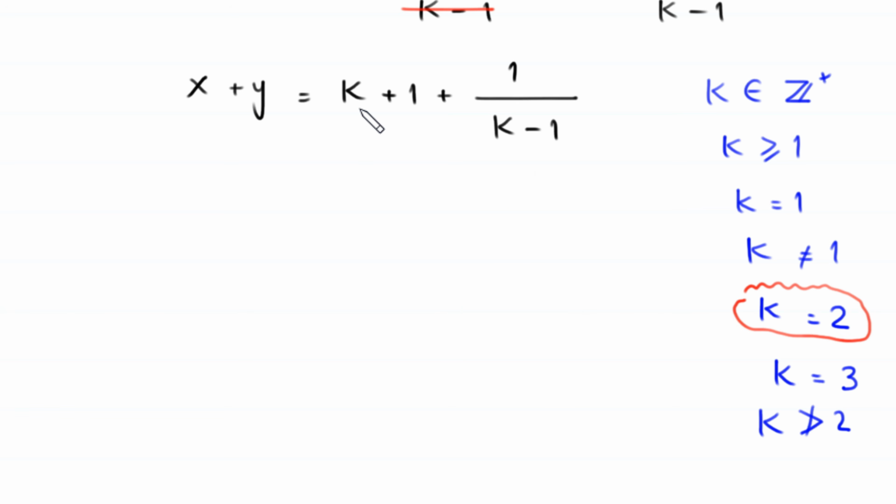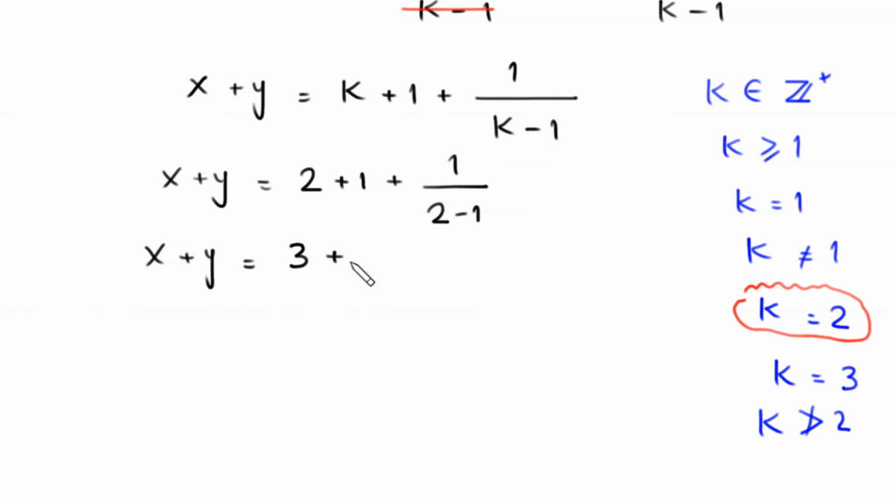So in this equation we replace every k with 2. This will become x plus y equal to 2 plus 1 plus 1 divided by 2 minus 1. Further simplify, this will become x plus y equal to 2 plus 1 is 3, plus 1 divided by 1 is 1. So 3 plus 1 will become x plus y equal to 4.